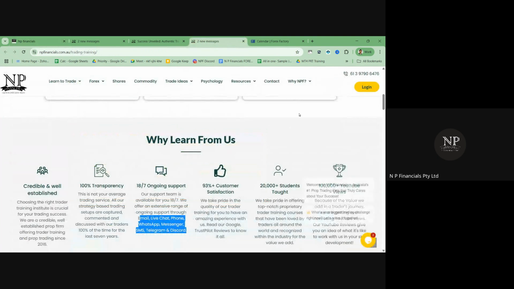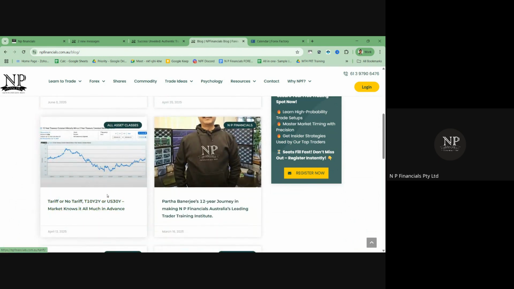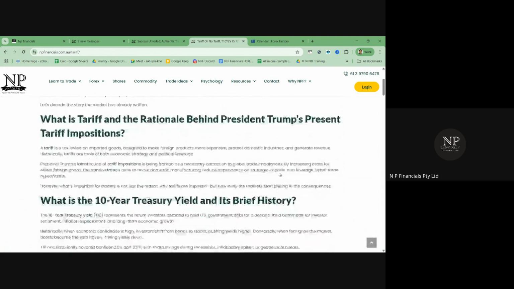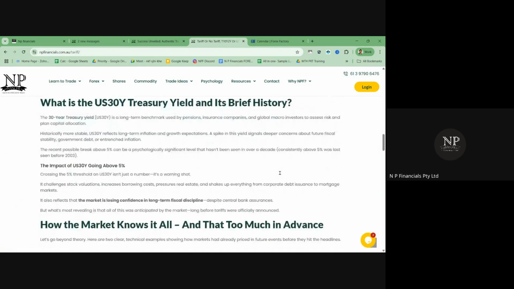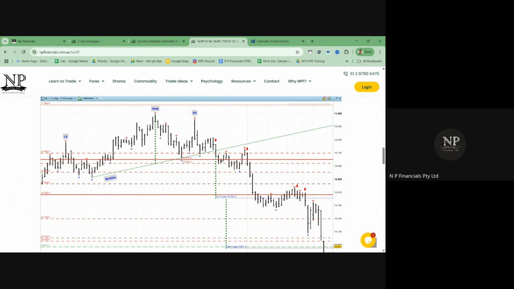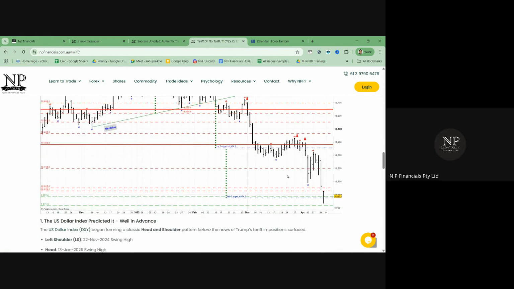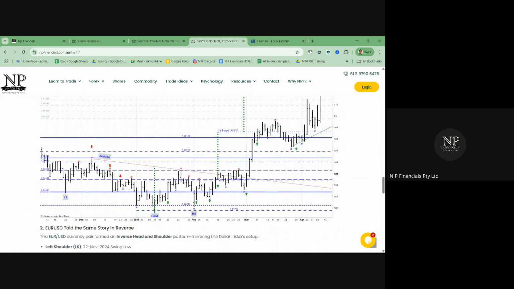That is why the tariff game is on, and we have captured that. With tariff or without tariff, it doesn't matter. The market knows it all much in advance. So we don't have to care what is going on with tariff, because the market knows it all. Tariff came here, but the market knew it from here. And that is why the dollar index went down and the euro went up, and this went up from this point, February.